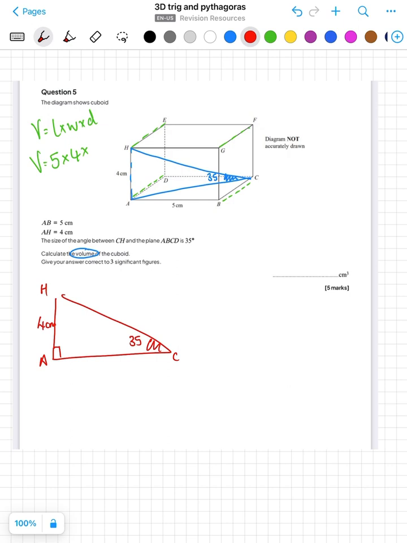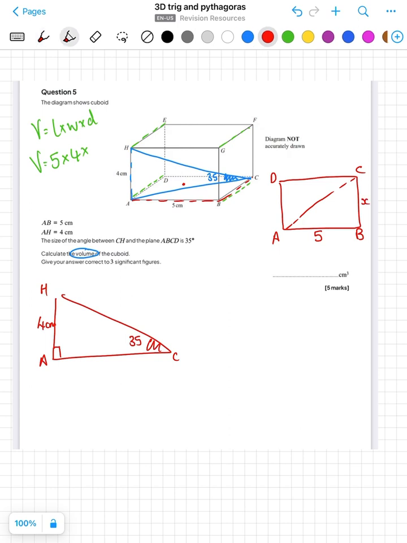So if we were to work out this length here, AC, let's look top down at the base of that rectangle, A, B, C, D. We've got our diagonal AC, we know AB is 5, and we're going to try and find out the length of CB or BC, because that's going to be the depth. So that's the one we want to find out. Now what is common to both of our shapes? AC.